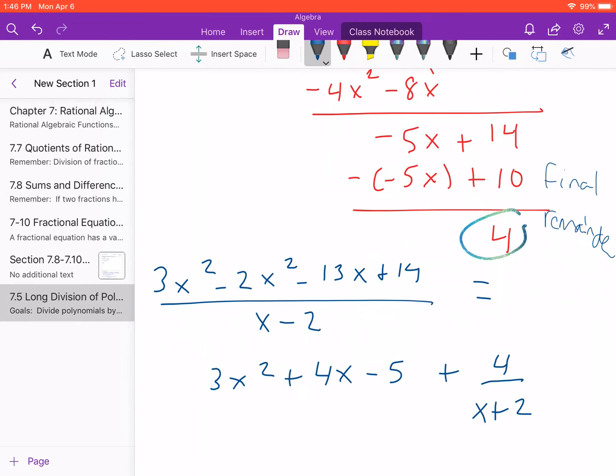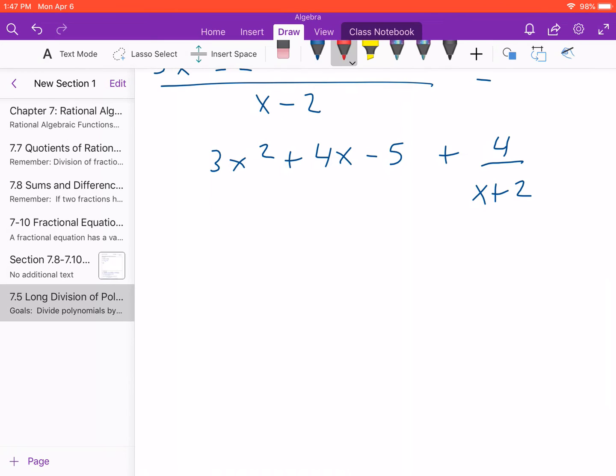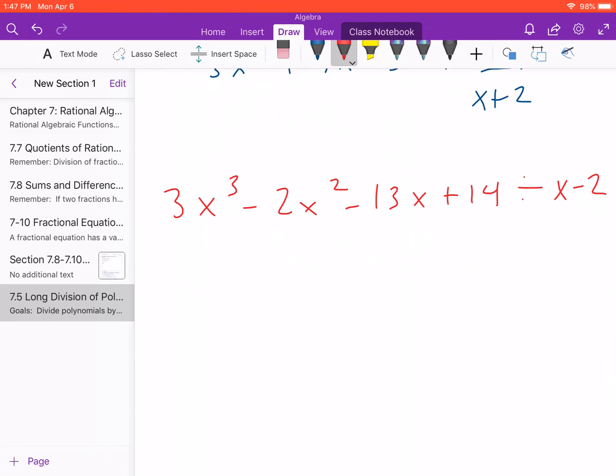And so in our course, instead of spending time going over these, we're going to learn something called synthetic division. And I'm going to solve this same problem in that manner. And so if I have my same problem of 3x cubed minus 2x squared minus 13x plus 14 divided by x minus 2, I'm going to set it up a little bit differently than long division. And so when we set up this synthetic substitution, it's going to look like this.